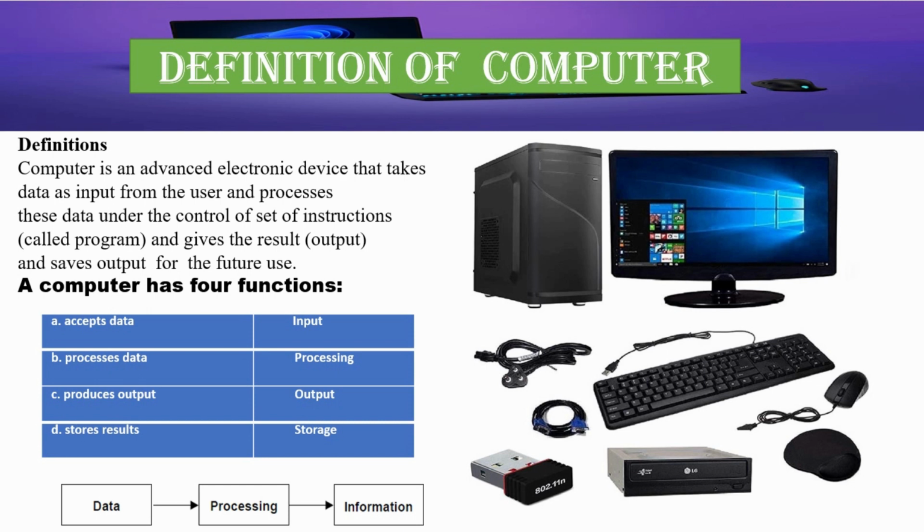A computer does only four things: it accepts data as an input, it processes data, which we call processing, it produces the outputs, which we call the output, and it stores the results, which we call storage. So if you input your data into a computer, the computer is going to process the data and then bring out the information, whether you want to use the information at that moment or you want to store the information for future use. This is a typical example of a desktop computer.